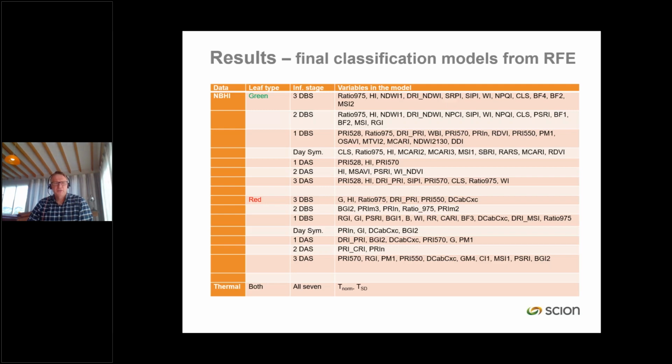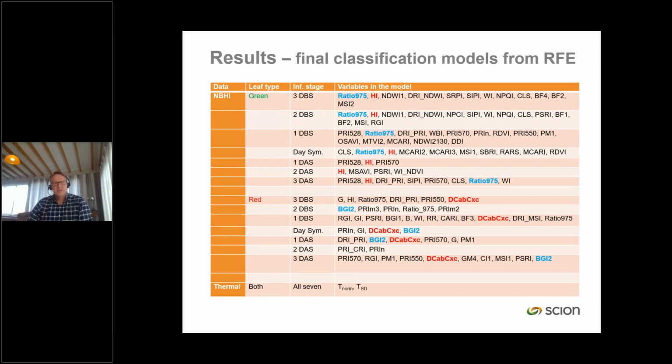And for the thermal indices, we used both variables for all 7 infection stages because these were the only 2 variables available. But you can see the variables for the narrowband hyperspectral indices that were selected by the recursive feature elimination. And as I mentioned previously, these were reduced from 101 for each model down to between 2 and 14.